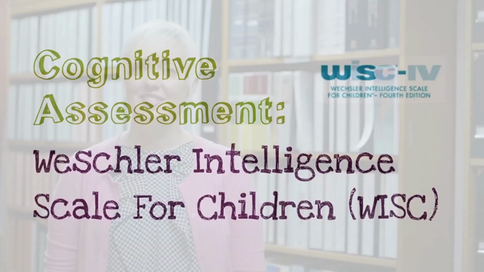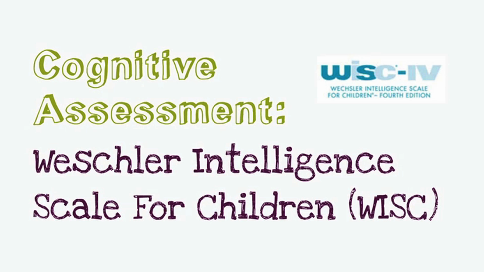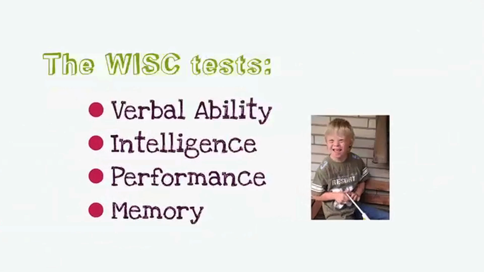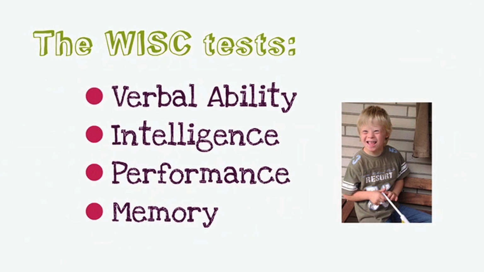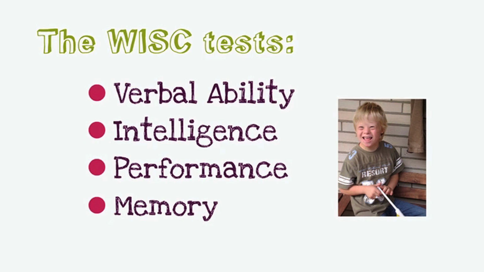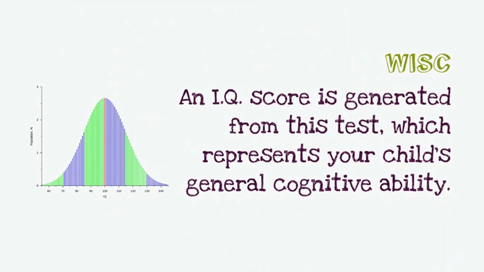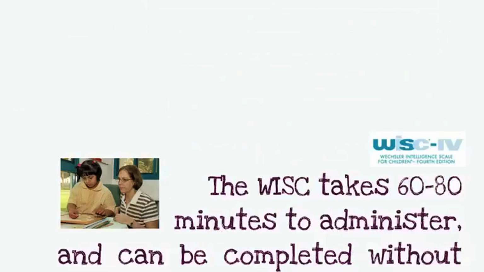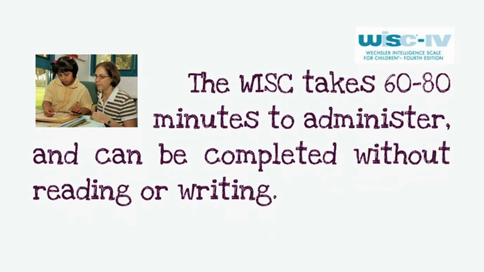The most common cognitive assessment is called WISC, which stands for the Wechsler Intelligence Scale for Children. The WISC tests verbal ability, intelligence, performance, and memory. An IQ score is generated from this test, which represents your child's general cognitive ability. It usually takes between 60 and 80 minutes to administer and can be completed without reading or writing.